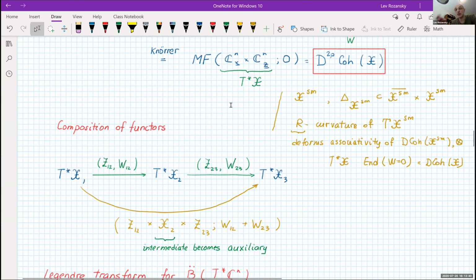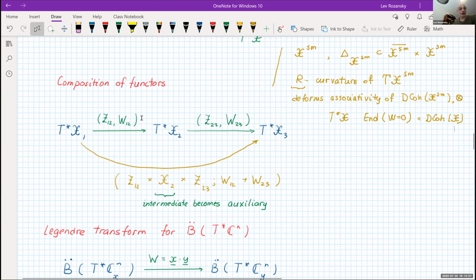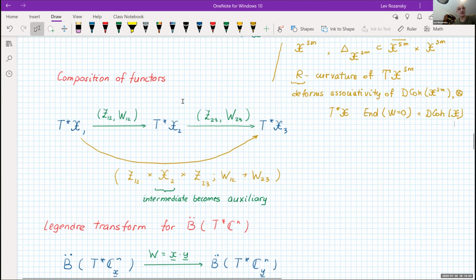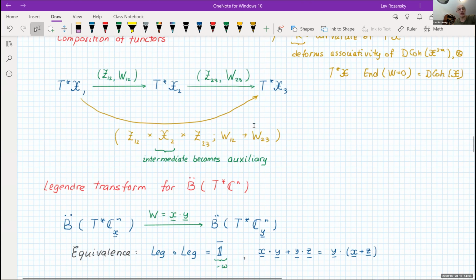So there is a funny story. In fact, again, this whole story is categorified Kontsevich regarding formal quantization. In this story, you quantize commutative tensor product, it becomes non-commutative, and so on. You compose functors again in the way of classical mechanics. Intermediate variety becomes auxiliary.